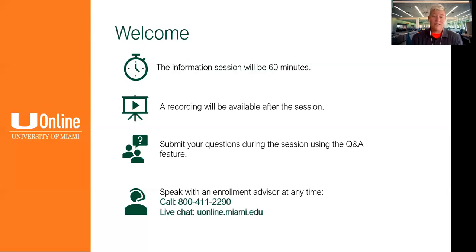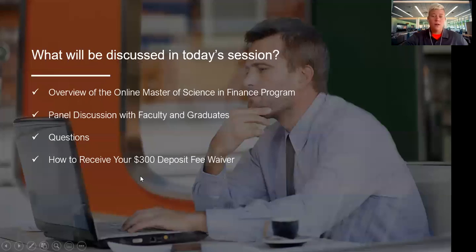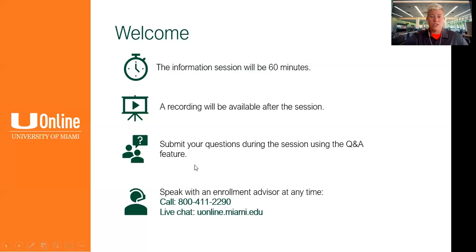Afterwards, if you still have additional concerns or questions, we have a great group of enrollment advisors here to help you with all of that information at any point, either through chat or by giving them a call. The number is 800-411-2290. We're pretty much in the office all the time just for you, so please feel free to reach out and let us know what you need, and we can definitely get you all sorted.